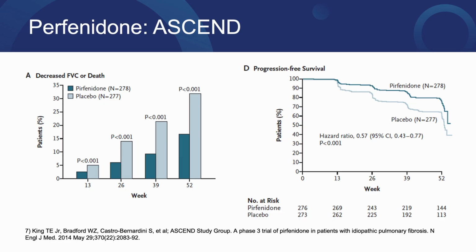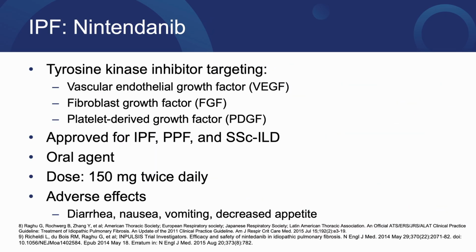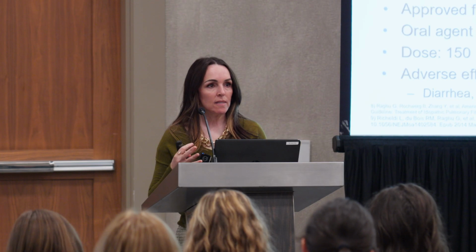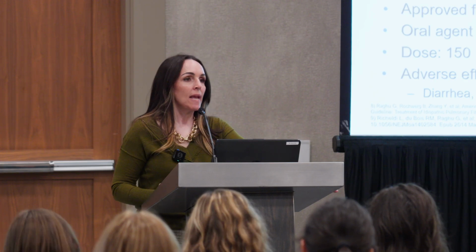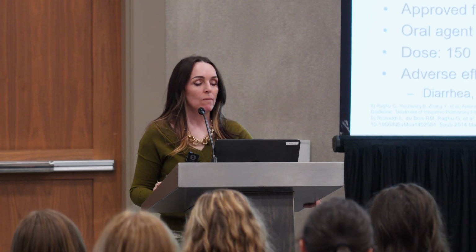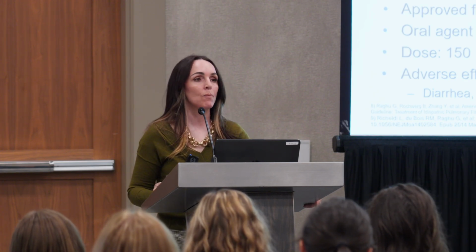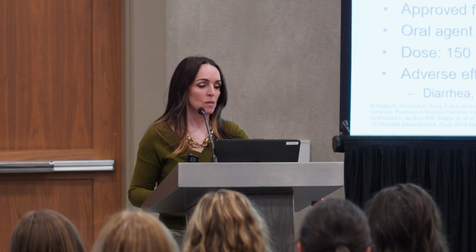Then came nintedanib, and it is a tyrosine kinase inhibitor targeting therapy, also antifibrotic is what we kind of group it as. It goes after VEGF, it goes after FGF, and PDGF for these patients. So it does work different than pirfenidone does, but still kind of clumped into the antifibrotic family. It initially had its approval for IPF, went back and got approval for progressive fibrotic disease as well.